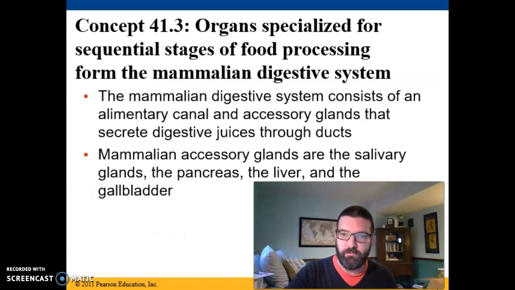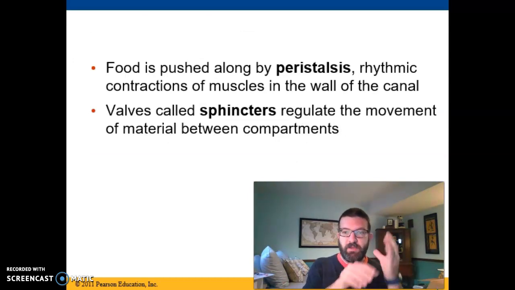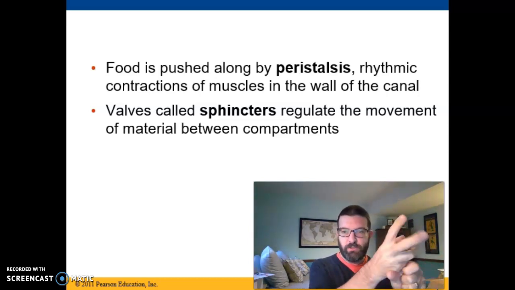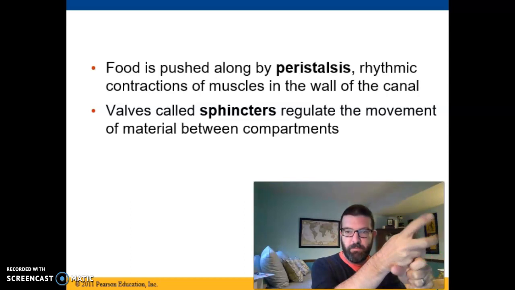In mammals, which we're most familiar with, we have a complete alimentary canal that has accessory glands along the way which secrete digestive juices and enzymes through ducts into that canal to help us digest things. And those glands are things like salivary glands, pancreas, liver, and then the gallbladder helps as well in terms of storing bile, although it does not secrete anything. And we have smooth muscles that have rhythmic contractions, which we call peristalsis, that move food along the way, sort of like you would squeeze a tube of toothpaste, right, from the bottom on up.